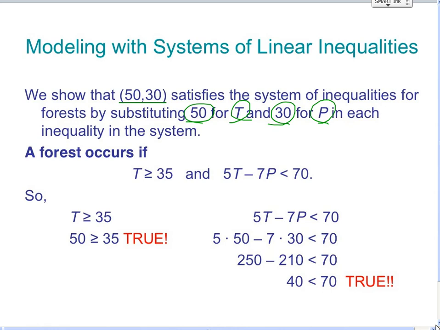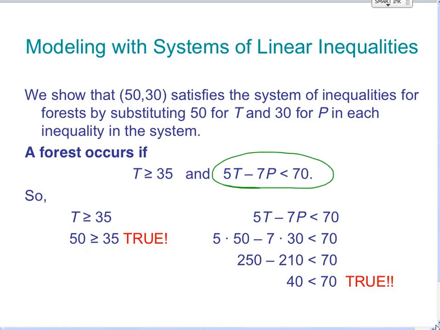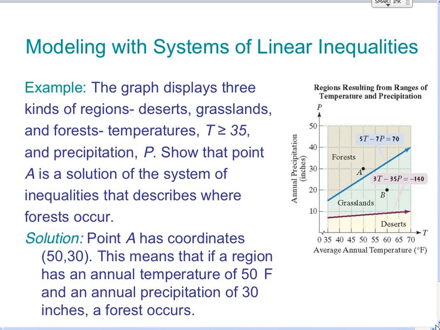So a forest occurs when the temperature is greater than or equal to 35. So if we take 50 and replace our T value, is 50 larger than 35? Yes, it is. Now we also need, for this inequality, let's go back to here, right here, we need for that to occur.